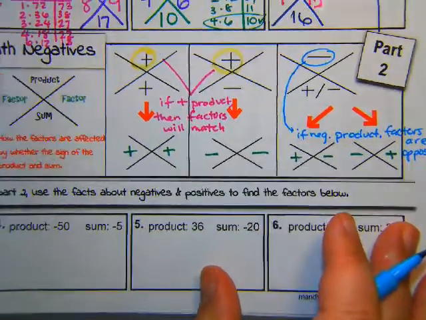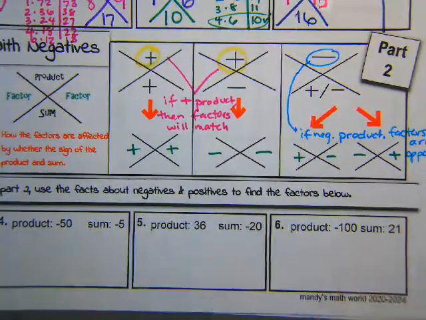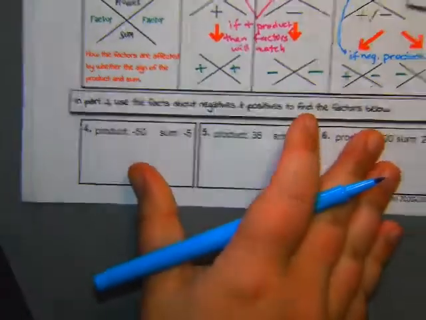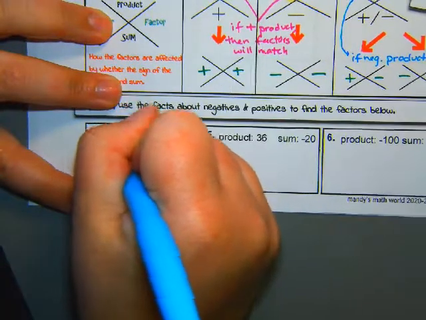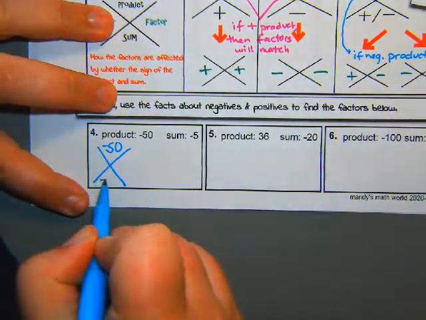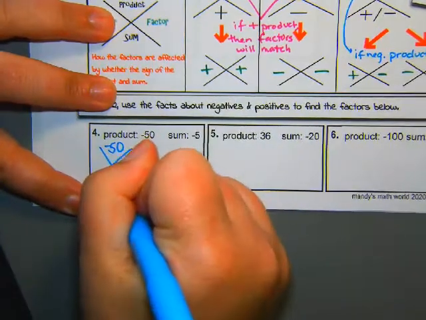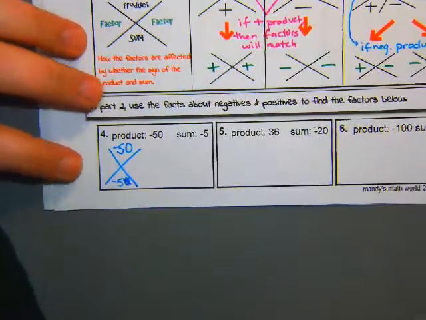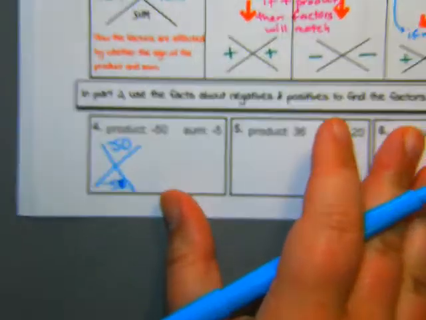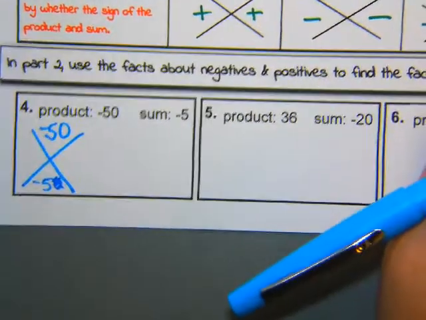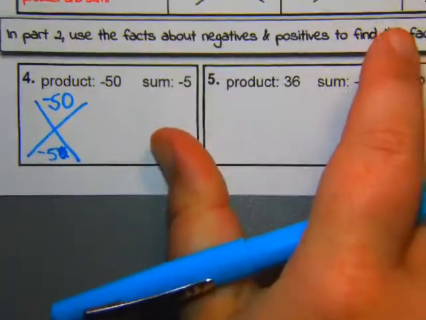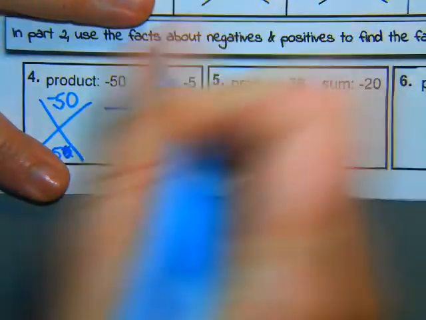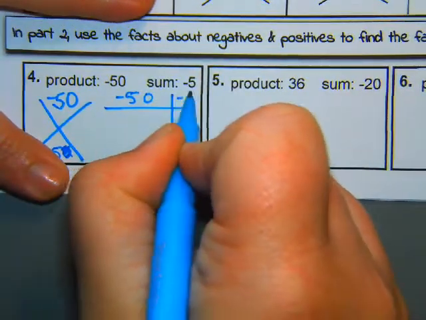All right, so here we go. Down here, let's do some practice. Put it into practice. So this one, the product is negative 50. The sum is negative 5. So this matches this last box over here, negative on top, which means these two signs will be opposite. So I want two numbers that will multiply to negative 50 but add to negative 5.